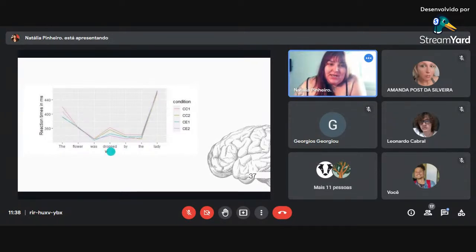So to start with descriptive statistics, here we can look at my region of interest, which was the main verb, dropped. I also looked at the by preposition to see if there was a spillover effect, but there wasn't, so let's focus on the main verb. You can see that both of my experimental conditions, in purple, green and blue, showed priming effects. That is, participants took less time to read the main verb of the target sentences.